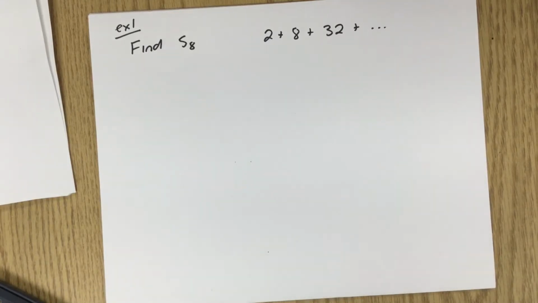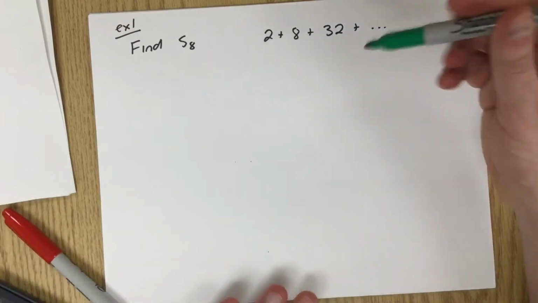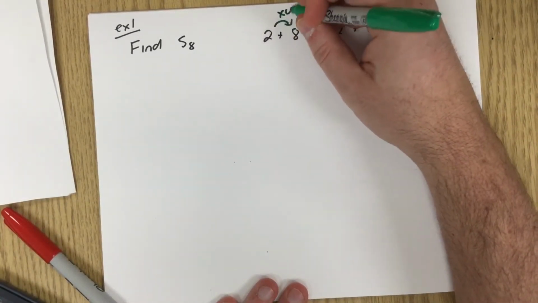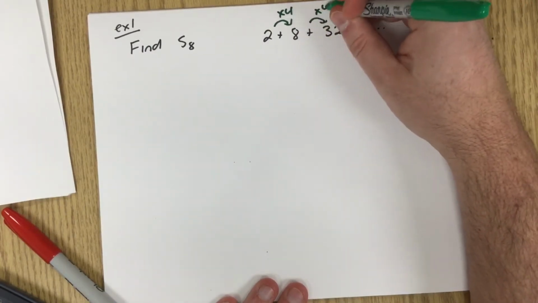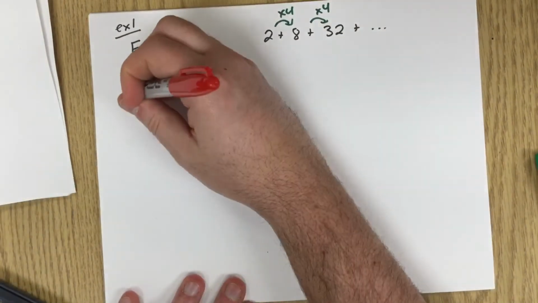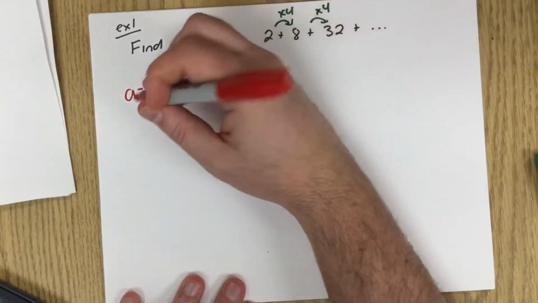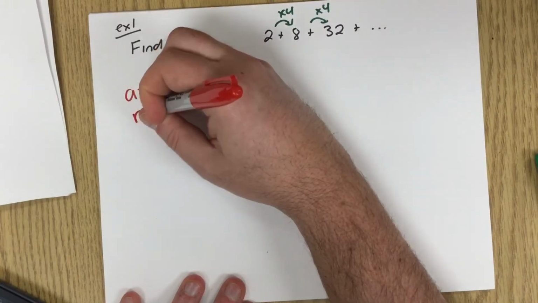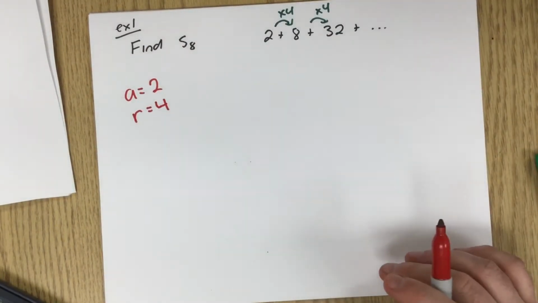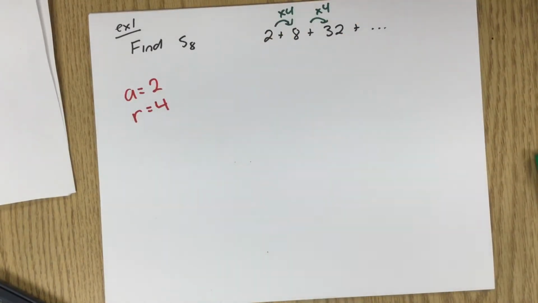Example 1. So we want to find the sum of the first 8 terms of this series. And if you look at the numbers, they seem to be multiplied by 4. And so we know that this is not just any series, it's a geometric series, where a is going to be equal to 2 and r is going to be equal to 4. And we're finding S8, so n is going to be 8.